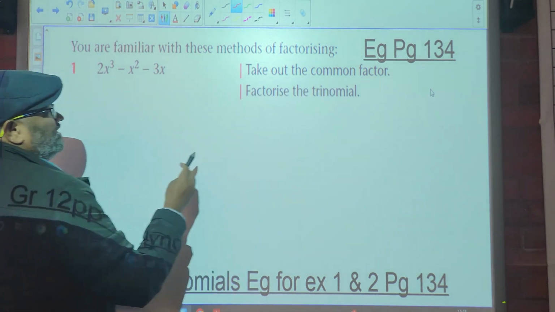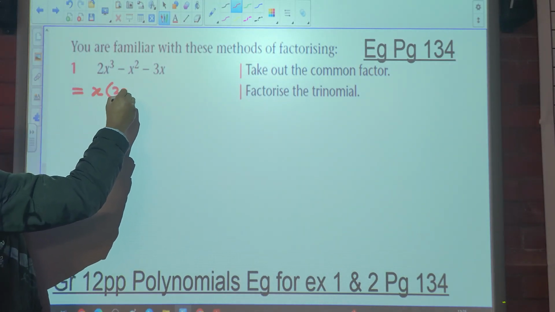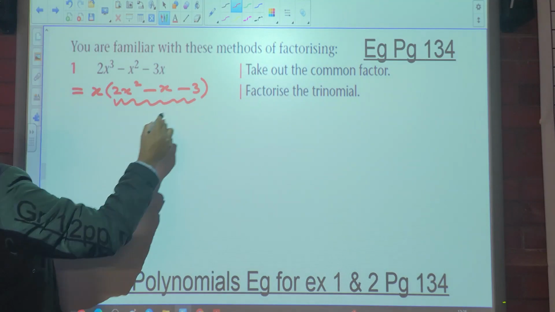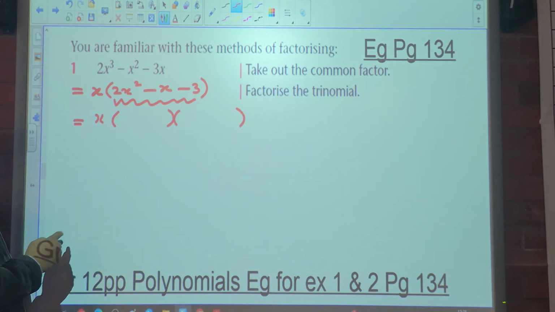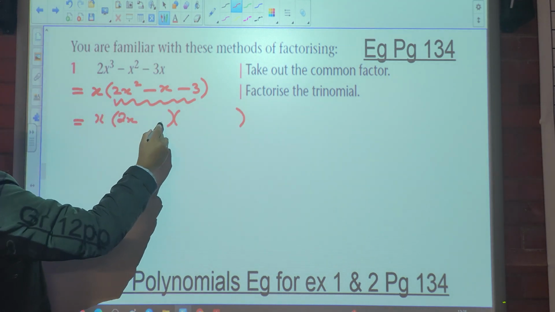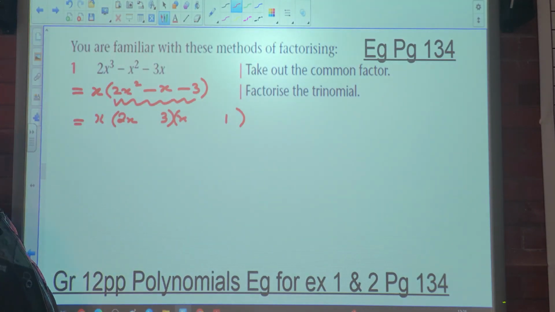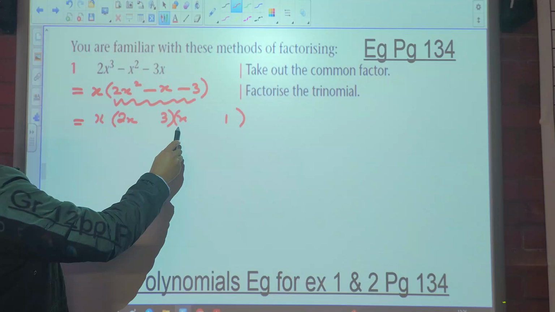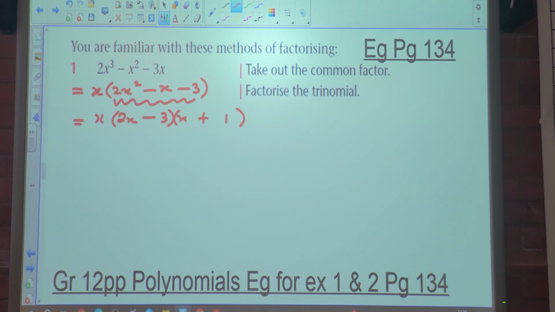You're going to take out a common factor first. And what is common here? X. And what are we left with? 2x squared minus x minus 3. So what is this now to us? Trinomial. So we must factorize the trinomial. So we've got x into, what do we get? 2x and 3 and x and 1. Not so. What about our signs? Plus and minus. So the bigger product must be minus. So it's going to give you a negative 3x and 2x. So it must be negative and positive. Okay. Any confusion at this point? No?